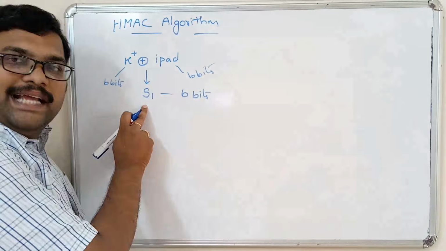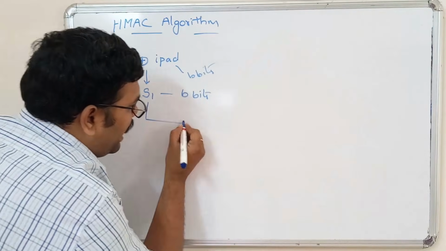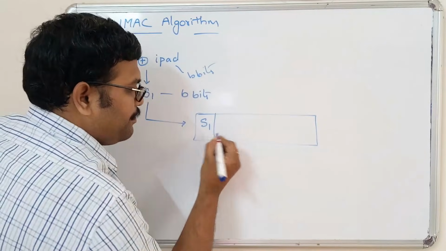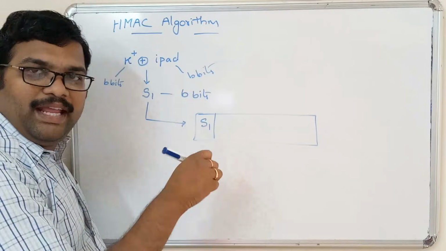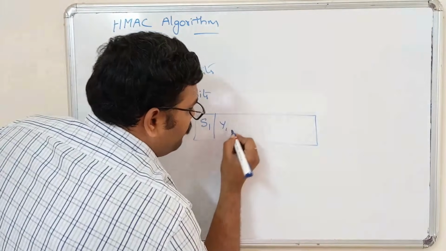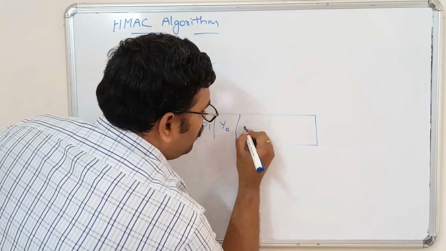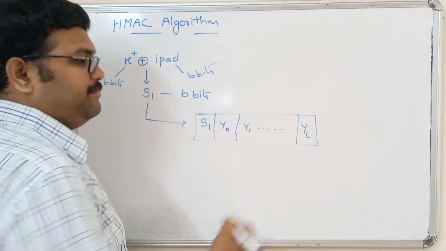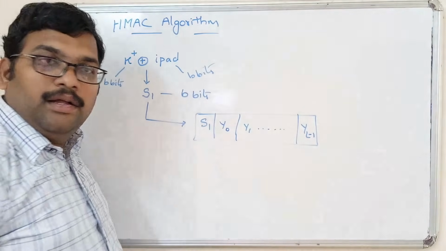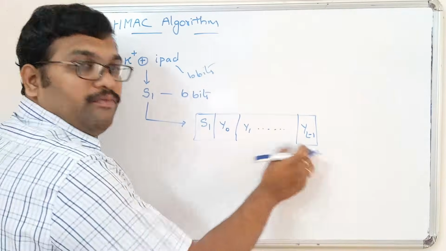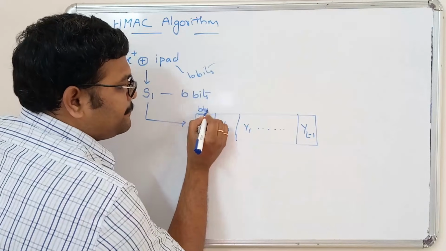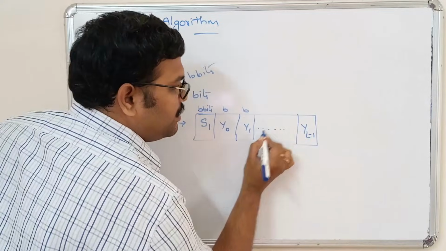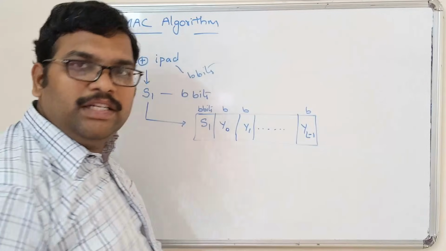Now after getting this S1, we have to append it with the plain text message. Let us represent Y as the plain text message: Y0, Y1 and so on, up to YL minus 1. Here S1 is B bits, Y0 is B bits, Y1 is B bits. Similarly, YL minus 1 is also B bits.